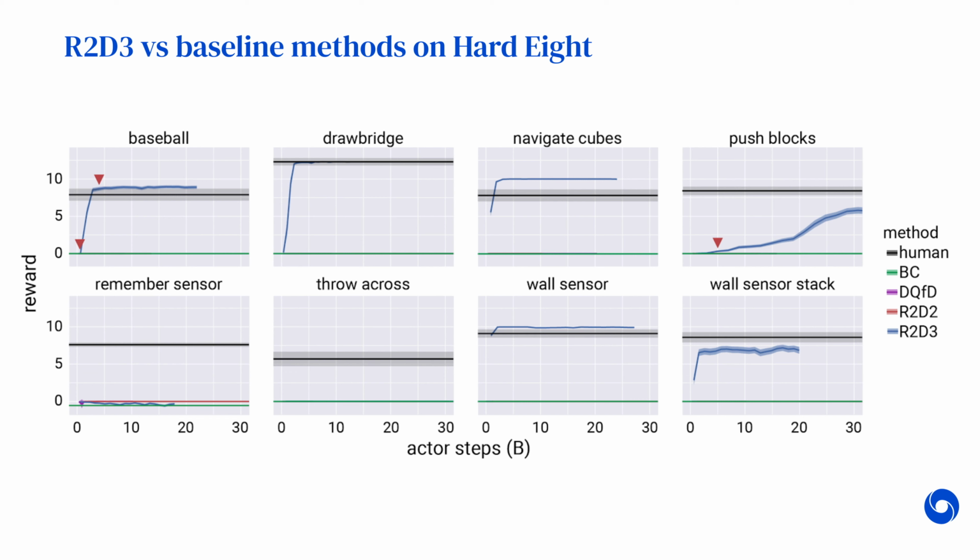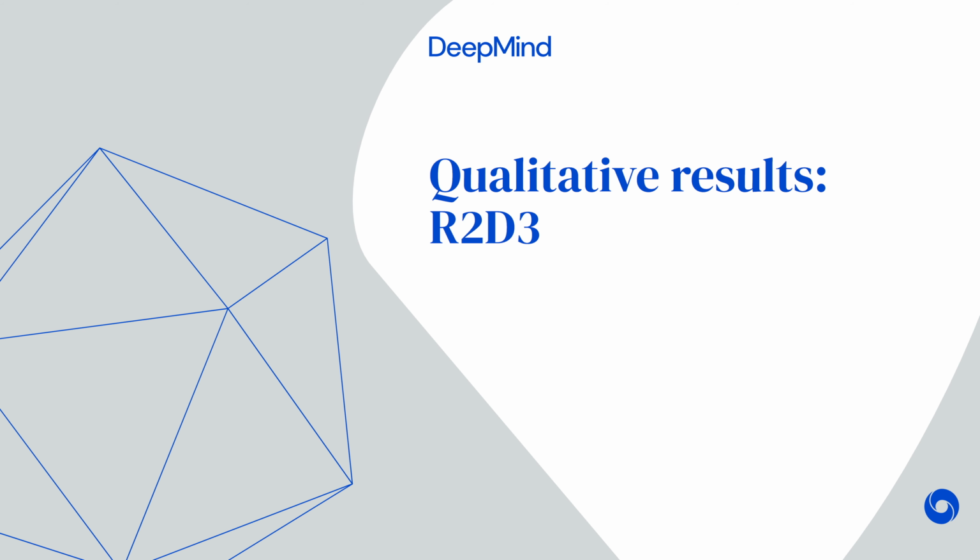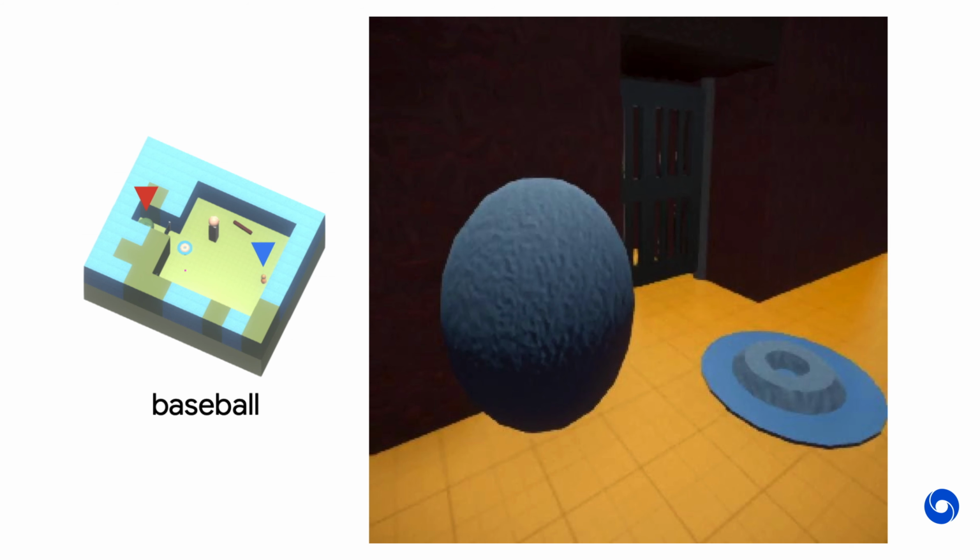Each task has thousands of possible initial conditions, but R2D3 only makes use of 100 demos, not all of which are successful. In order to solve these tasks, then, the agent must generalize to initial conditions of the environment that are not present in the demonstrations. In the next few slides, we show qualitative results of R2D3 solving these tasks.